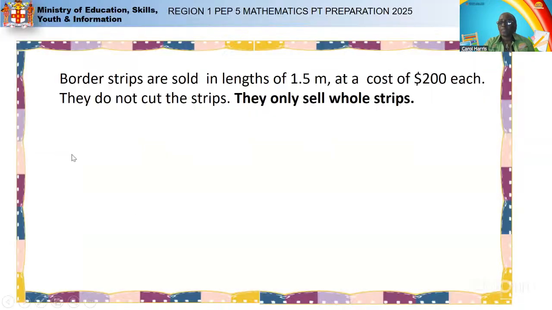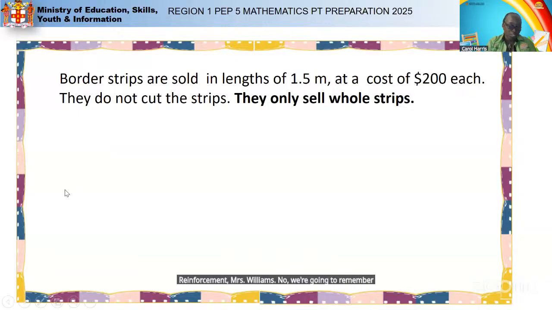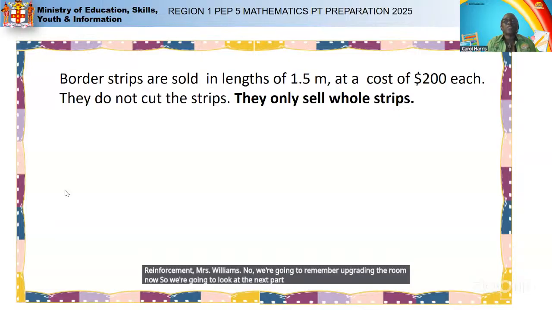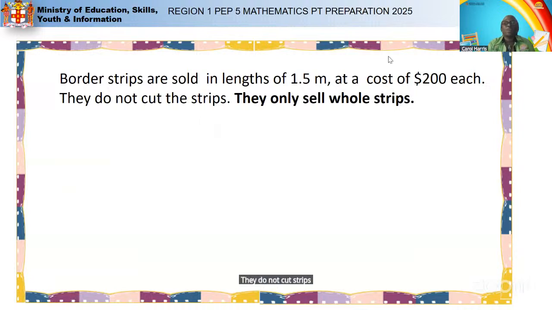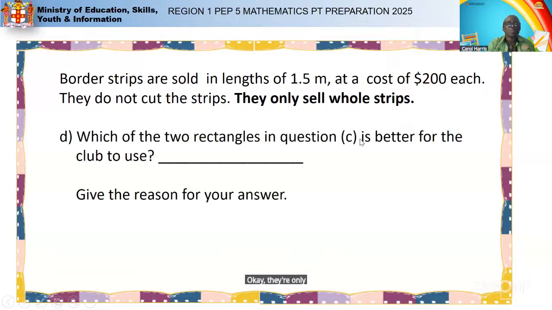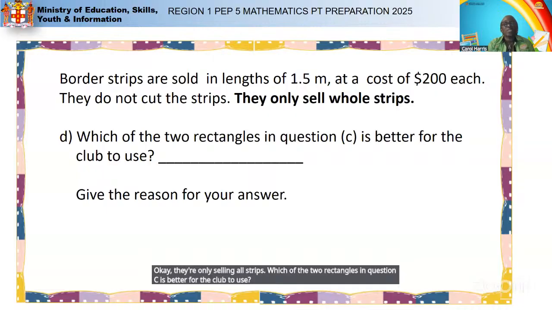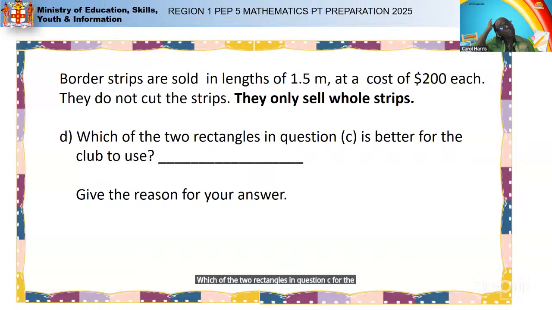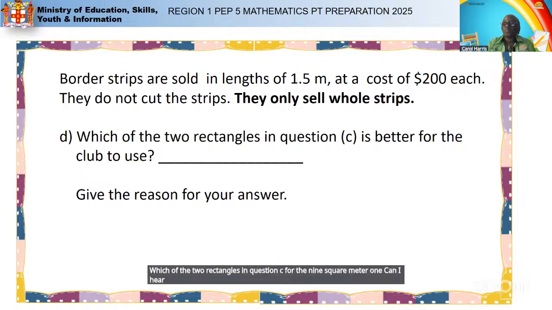Remember, we're upgrading the room now, so we're going to look at the next part. Border strips are sold in lengths of 1.5 meters at a cost of $200 each. They do not cut strips; they're only selling whole strips. Which of the 2 rectangles in question C, for the 9 square meter one, is better for the club to use? Can I hear from you? Which is better to use? And give me the reason for your answer.